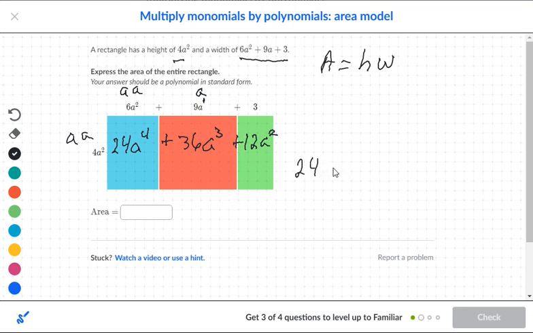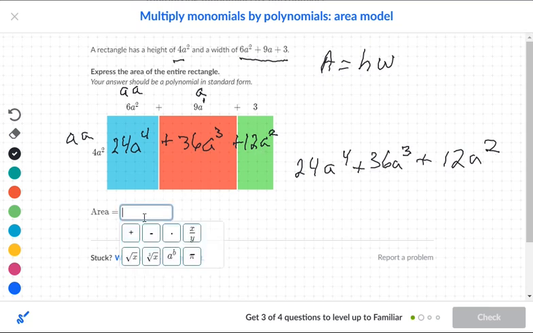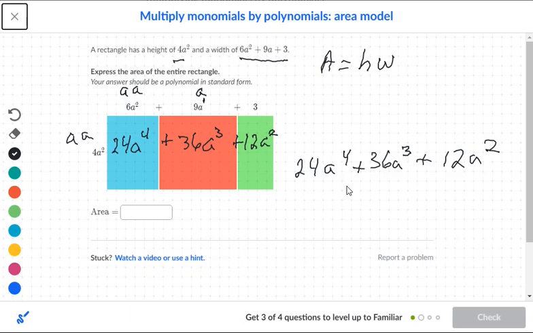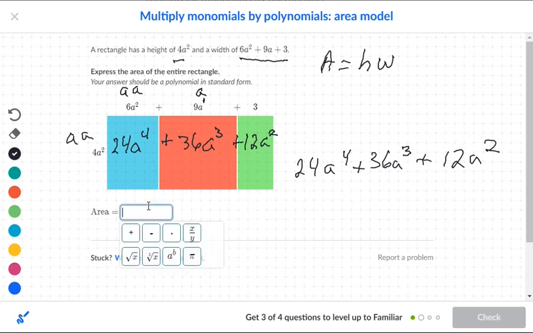So what I get is 24a to the 4th plus 36a to the 3rd plus 12a to the 2nd. So I want to go from the highest to the lowest: the highest degree, which is 4, then the 3, and then the 2. So let me go on to the next part here. Let me type this in.